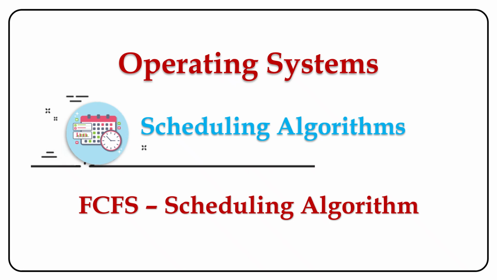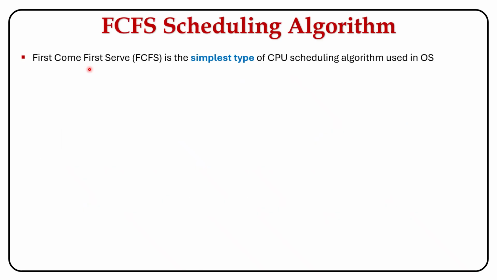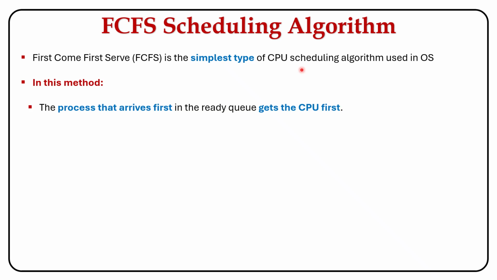Hi everyone. In this video, let's learn about the first come first serve scheduling algorithm. The FCFS scheduling algorithm is the simplest type of CPU scheduling algorithm. In this method, the process that arrives first in the ready queue gets the CPU first.